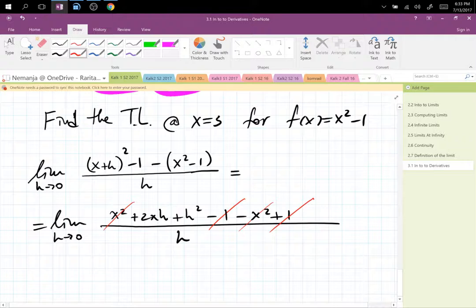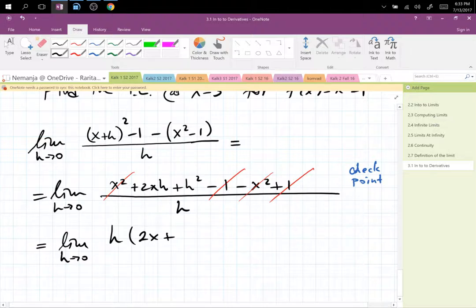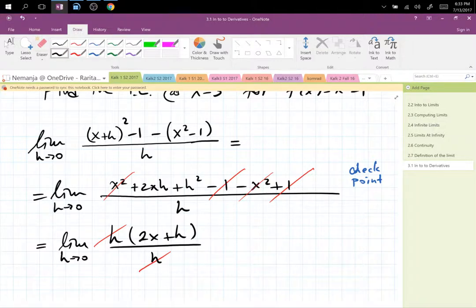This is your first checkpoint. Because once you're done canceling, you better make sure that only terms that have h survive, so you can factor out h and cancel. You see how the only two terms that survive both have h, so I can kick that out. And then this problematic h in the denominator, which used to go to 0, is now gone. And when I plug in 0 for h in the numerator, all I get is 2x.